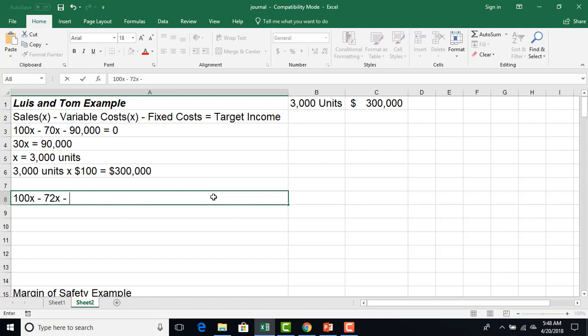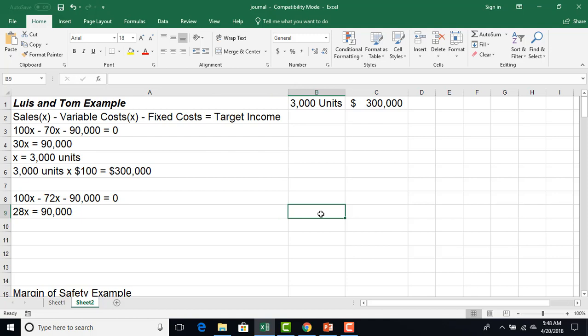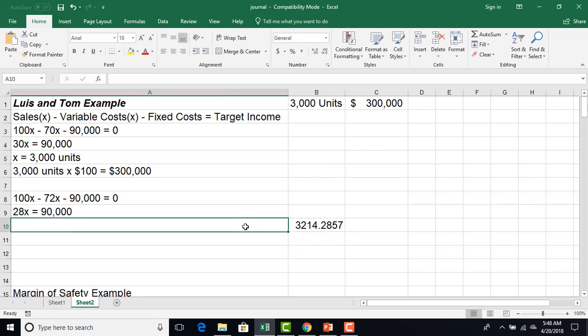100x minus 72x minus 90,000 equals 0. So I can combine my x's. I'm left with 28x equals 90,000 when I add it to the other side there. I'm just going to do that math over here. 90,000 divided by 28 gives me 3,214.2. Remember what we said here: always round up, so 3,215 units in order to be able to break even now.